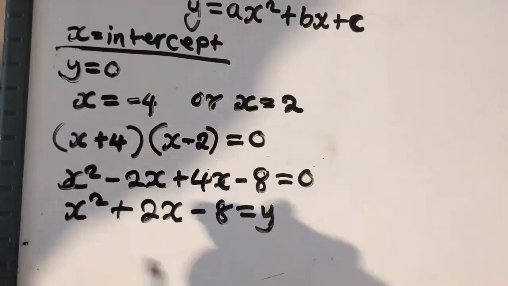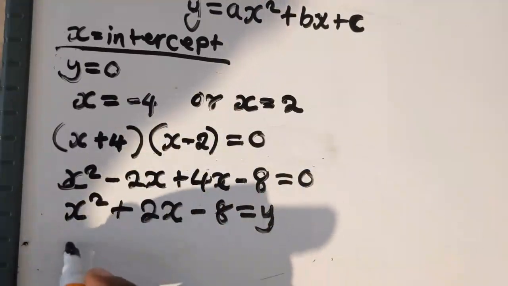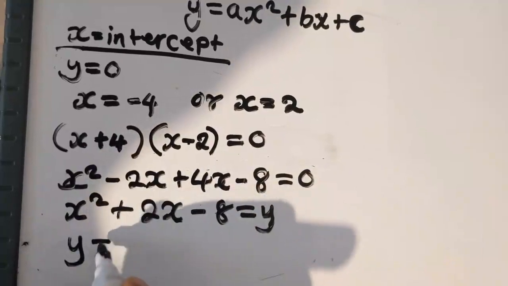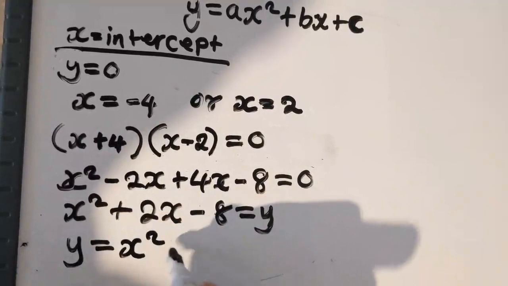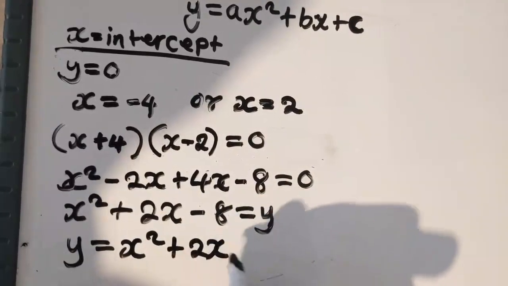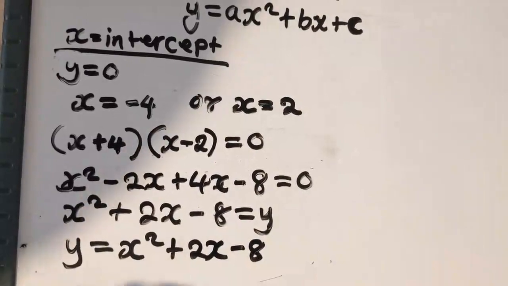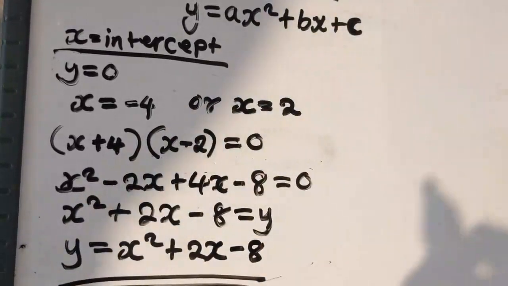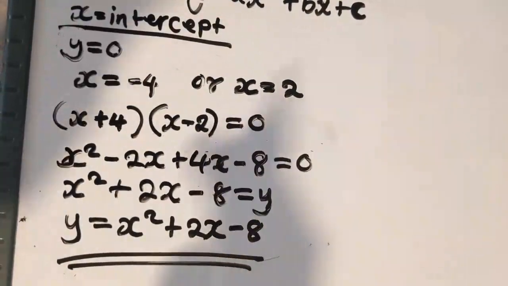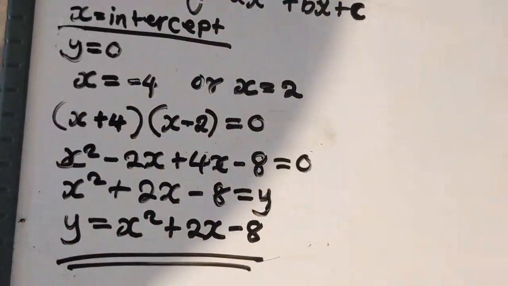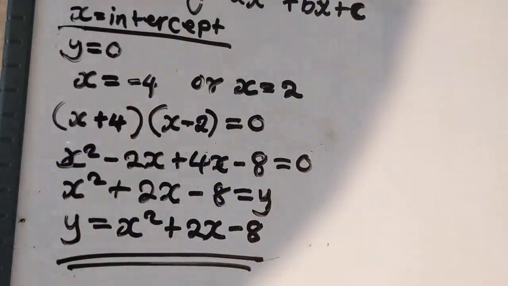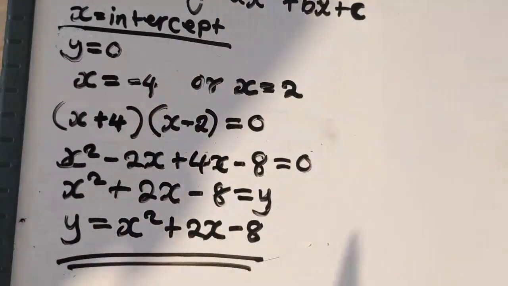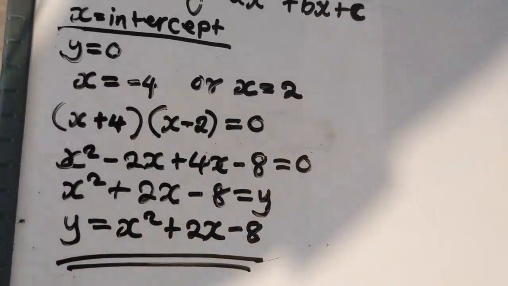So this is an equation. You can even write it like this. It's just one and the same. So it is going to be y is equal to x squared plus 2x minus 8, like that. So this is the equation that you were supposed to find. As simple as that. Don't even stress. So this is how you are supposed to do it. Very simple. I'm sure you've understood. If you haven't understood, just replay the video.